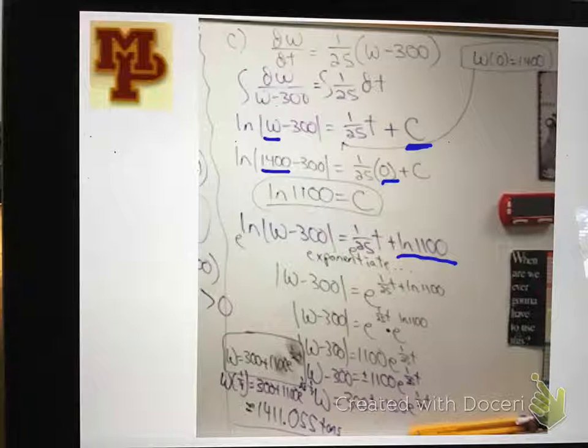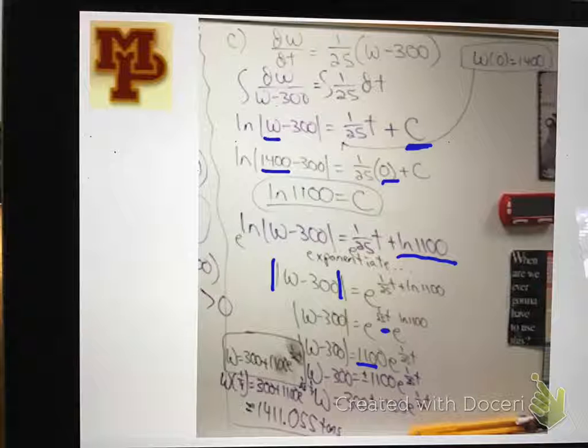And then we exponentiate. And we get W minus 300 in absolute value bars equals e to the 1 over 25 t plus natural log 1100. And then we can use that little property. I think I mentioned I was going to use that little property a little more here. So this is where we say, hey, this is the same thing as e to the 1 over 25 t times e to the natural log of 1100. And then we know that e to the natural log of 1100 would undo each other. So we'd be left with just 1100.